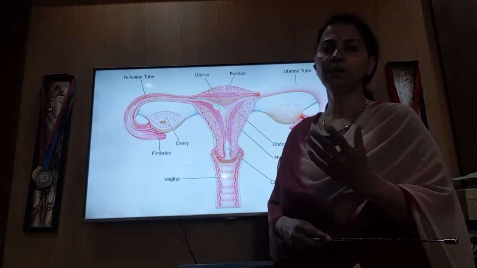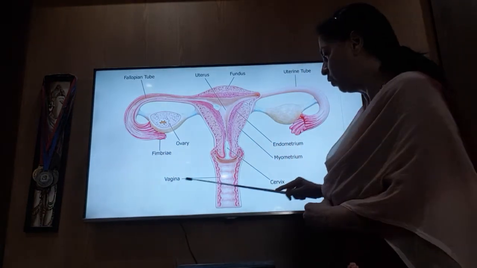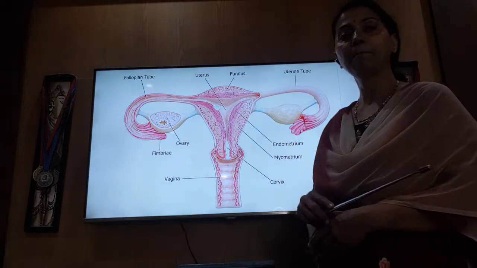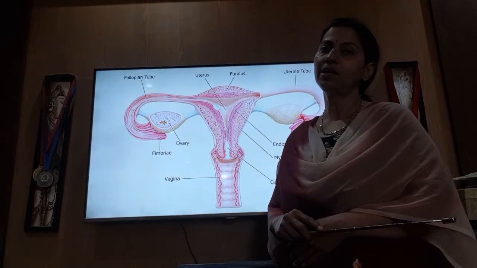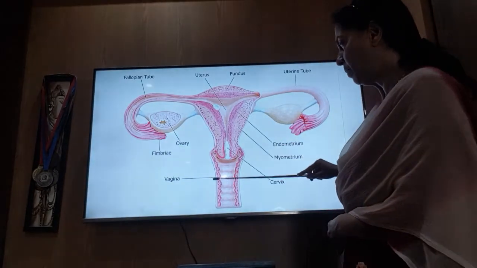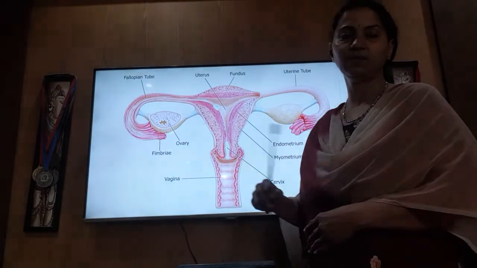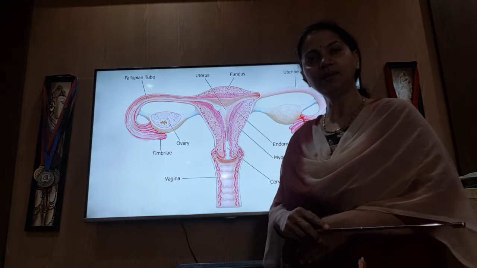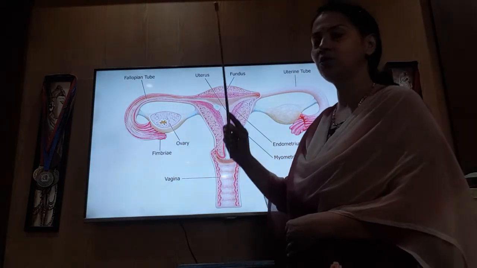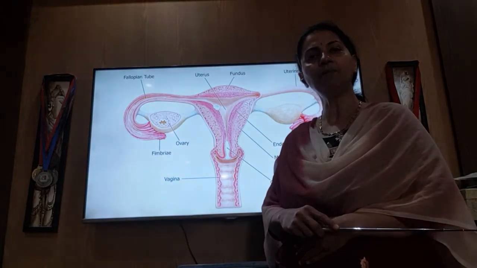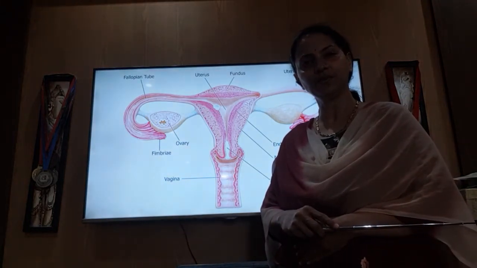Now we come to the nerve supply. The lower part of the vagina is pain sensitive, so it is supplied by the pudendal nerve. But the upper part is pain insensitive, so it is supplied, just like the cervix, uterus, ovary and fallopian tube, by sympathetic and parasympathetic nerves.